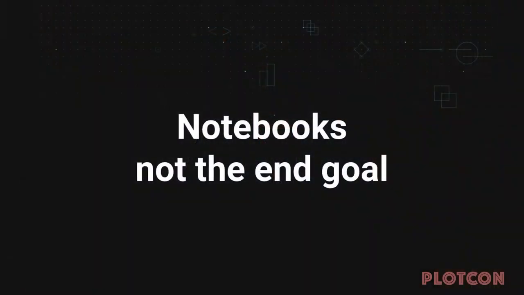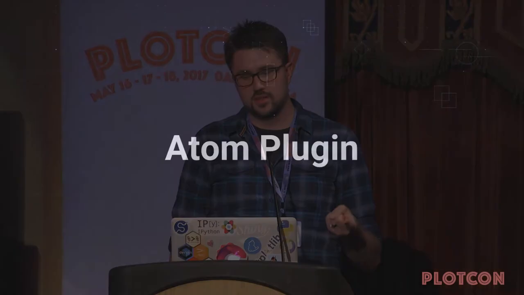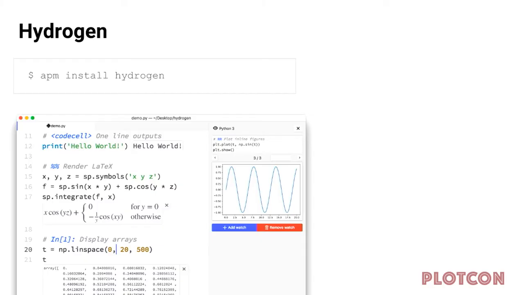But like I was saying before, notebooks aren't really the end goal. All of this and all the Jupyter specs are really out there so that you can build interactive computing experiences. Like you can go from an interpreter and have it provide something more rich. And so that goes into the Atom plugin, which is Hydrogen. So if you're using Atom today, you can install it either from the packages menu or with APM install Hydrogen.